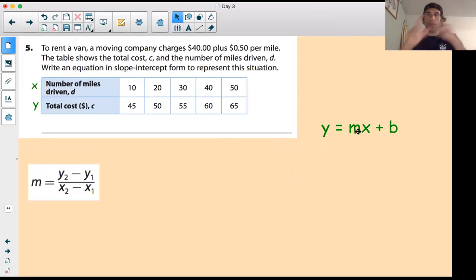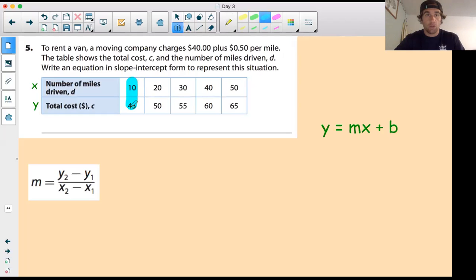How do you find m? If you go back to the previous screen, use the formula. So I choose 2 points. What 2 points do I want to choose? I don't know. Let's choose, for me, I'm going the smallest numbers. I'm using these 2 points. 10 and 45 are together because it's an x and y point, guys. Think about graphing. And 20 and 50 go together.